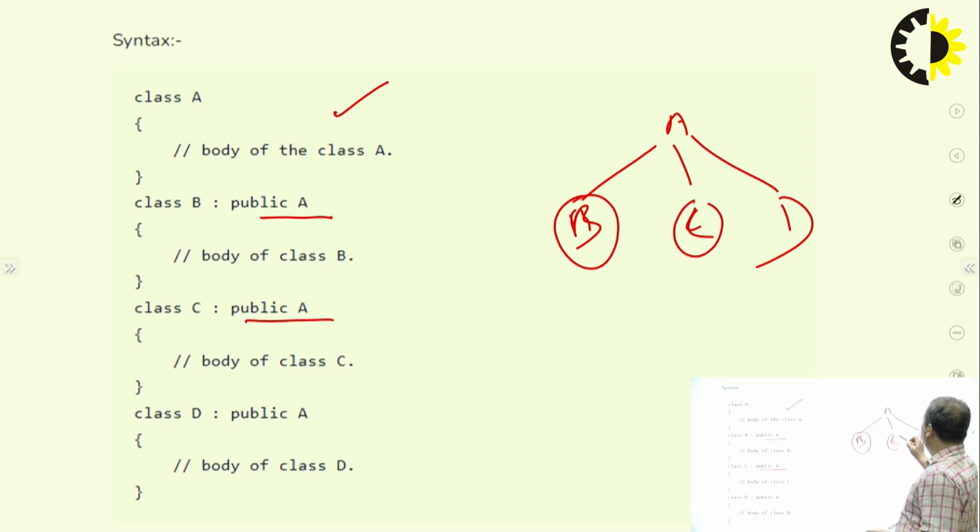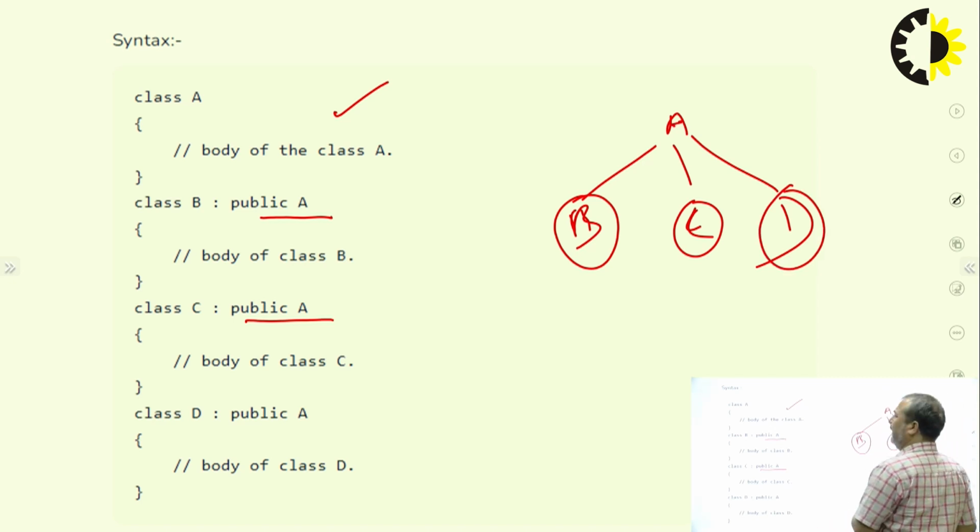B, C, D, all three, have the common feature of A. The common feature of A could be inherited by these three, B, C, D, and the unique feature, which belongs only to B, could be, say, adders. So that is the case, or it is basically used in terms of reusability. A could be reused in B, C, and D. There is no need to write the same thing in B, C and D.